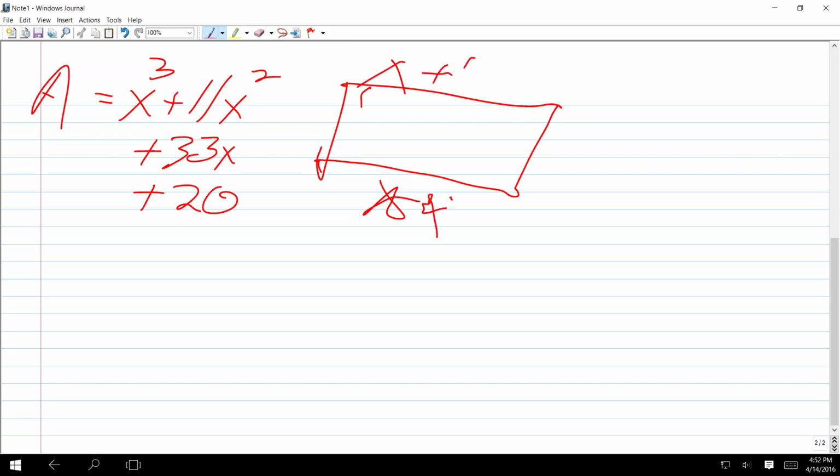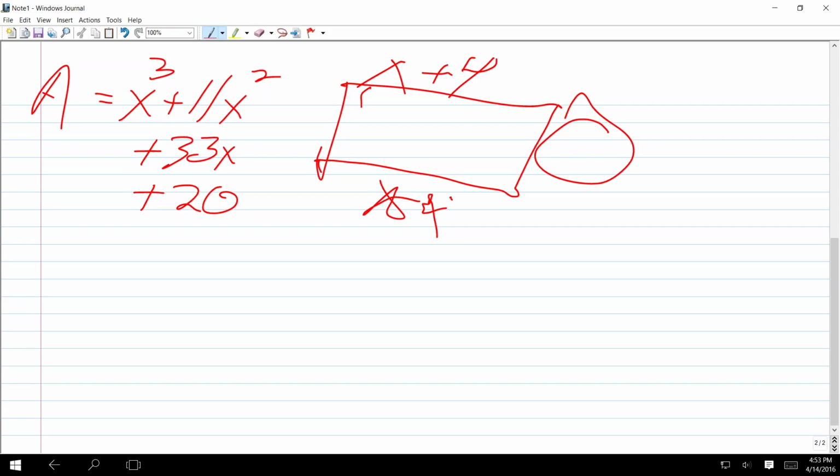X plus 4. So how are we going to get this dimension? Well, I think the rectangle is length times width times height. No, it's just length times width. Or is that volume? That's volume. Okay. In other words, the area is just 2 dimensions.